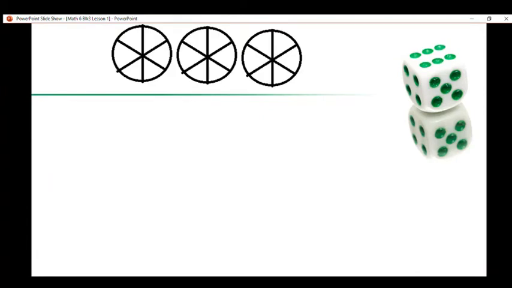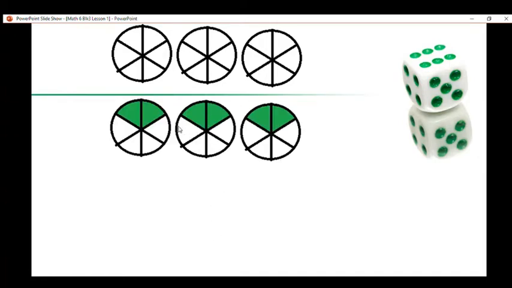Now, it says that each whole cake will have 2/6 for Sarah. Okay? How many do we need to give to Sarah? That is 2/6 per cake. So, if each cake will be given to Sarah with the amount of 2/6, we will shade 2 slices of each cake for her.